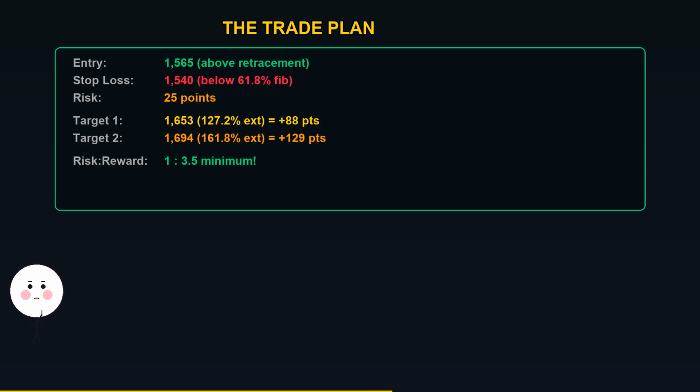Risk is 25 points. Target 1 at 1653, the 127.2% extension. That is 88 points reward. Target 2 at 1694, the 161.8% extension. That is 129 points reward. Minimum risk to reward is 1 to 3.5.